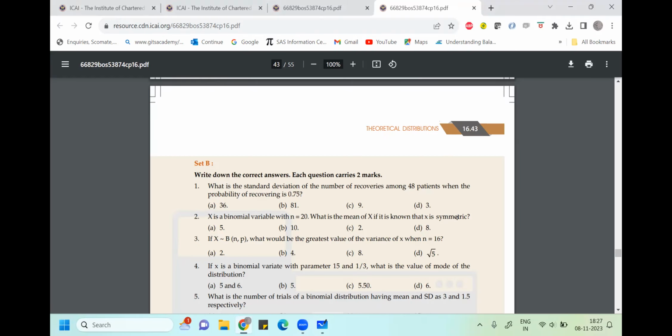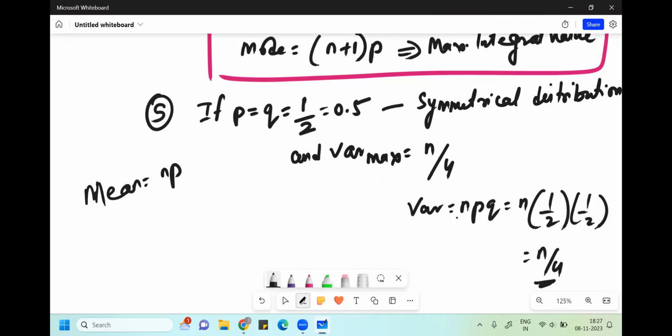And here what is n? N is 20. If it's symmetrical, your p would be half. Sorry, my pen is not working. So if your p would be half, then what would be the value of mean? If it's symmetrical, that would be 10.